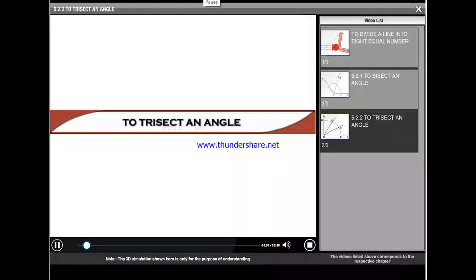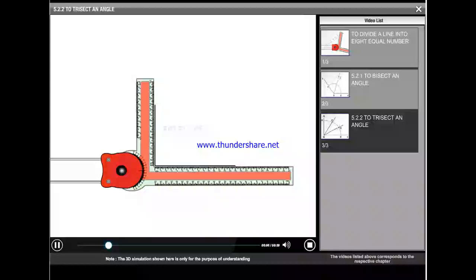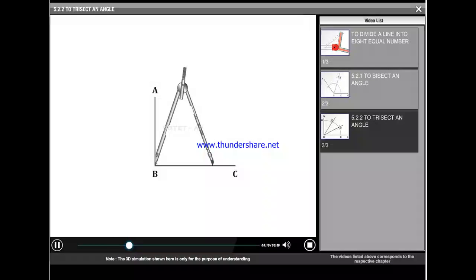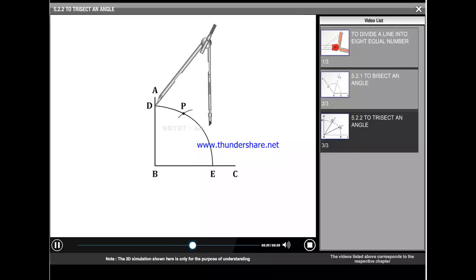To trisect an angle, draw any angle ABC. With any suitable radius and with B as center, draw an arc DE. Now with the same radius and with E as center, cut a point P on the arc. Now with D as center and with the same radius, cut point Q on the same arc. Now join B with P and B with Q. The angle is trisected.